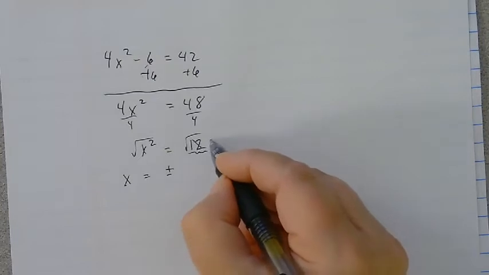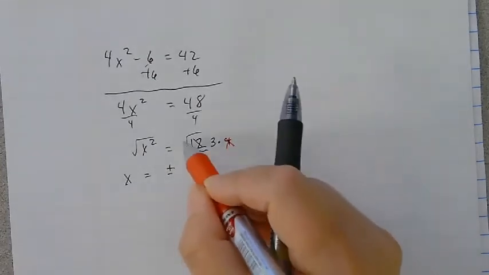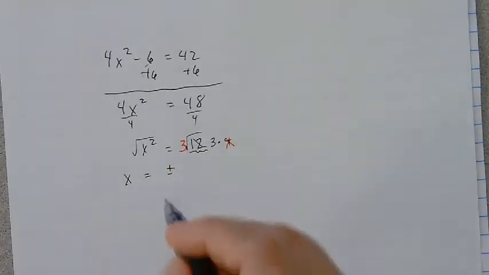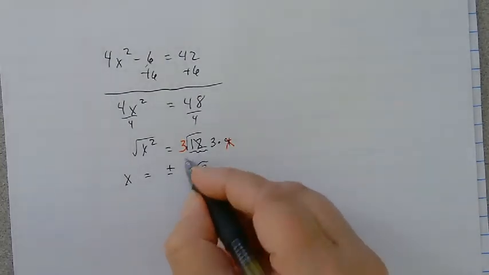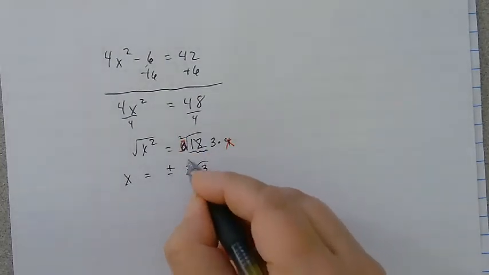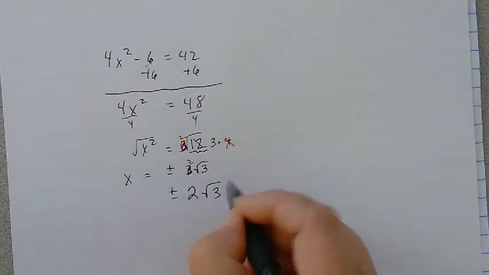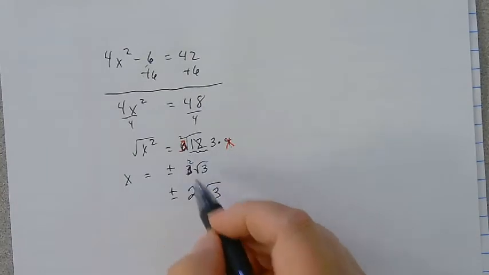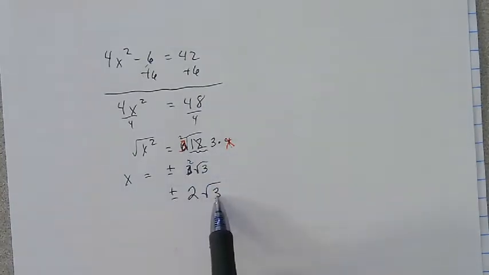12 goes to 3 times 4. And the square root of 4 is 3. So it's going to be 3 square roots. Oops, I said that wrong. This should be a 2. So it should be 2 square roots of 3. Now, I want you to notice where I put the 2. The square root of 4 is 2. The 2 goes in between the plus or minus and the radical.